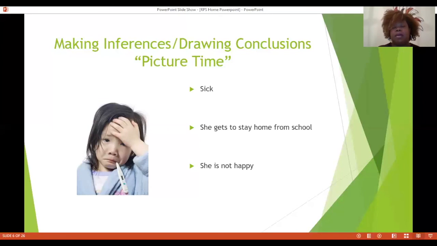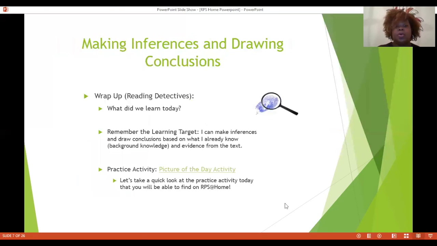So you have to think about all of the time. Again, we're going to continue to go over this as reading detectives. What is it that our background knowledge tells us with the evidence from the text or the picture that we can now pull together to give us our inference or our conclusion? So what did we learn today? Well, we learned about inferences and conclusions, and we learned that you have to have evidence plus what you already know to go ahead and give you that inference.